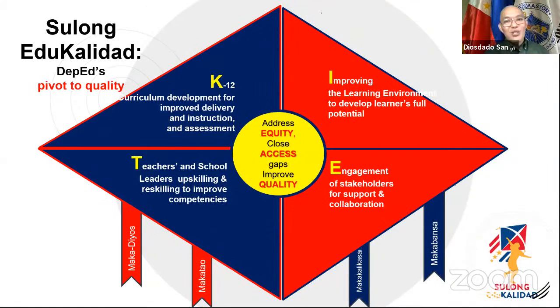There are efforts to really make clearer our opportunities for our fellow teachers for career progression, etc. And we will continue to engage stakeholders so that we'll really be able to harness the support of everybody. It's a whole of society approach to improving the quality of education.